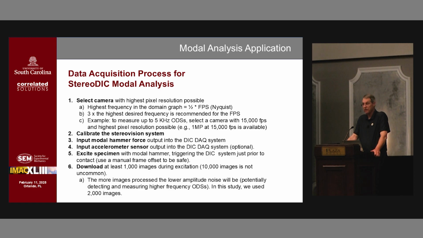You then, as I said earlier, calibrate your stereo system first. That's the first thing. You set it up and calibrate it, and then it's done. You're ready to go. You set up everything so that you've got the modal hammer force input and the accelerometer input, and you put those through the DIC system, and you're going to excite this, in this case, the tuning fork or your structure with a modal hammer. That triggers the DIC system because they're all synchronized, and you download at least 10,000. We downloaded 2,000 for this case. We've done a lot more than that, but 2,000 is more than adequate for this case.